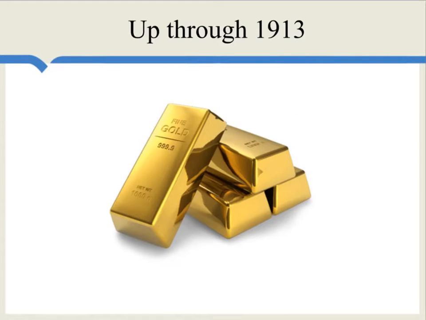Here's the historical context. You have a gold standard based on direct convertibility for most of Europe in much of the 19th century and up through 1913. That simply means that a currency can be converted directly into a certain amount of gold. That was the classical gold standard.